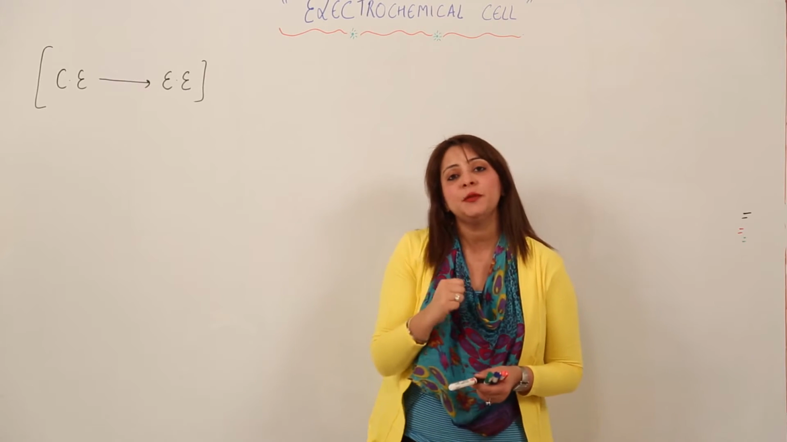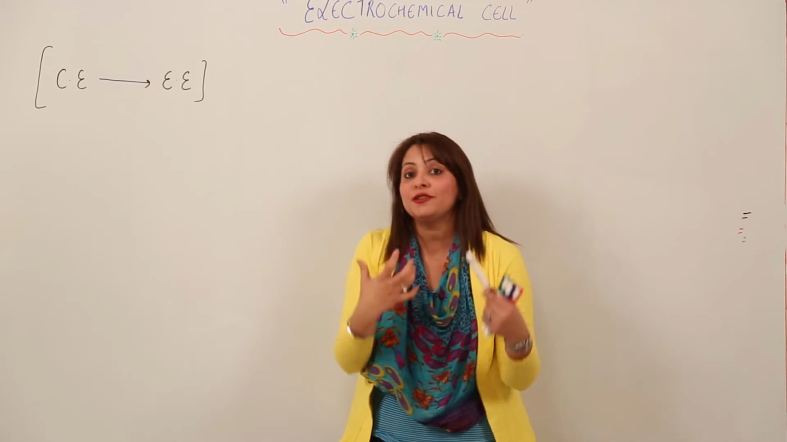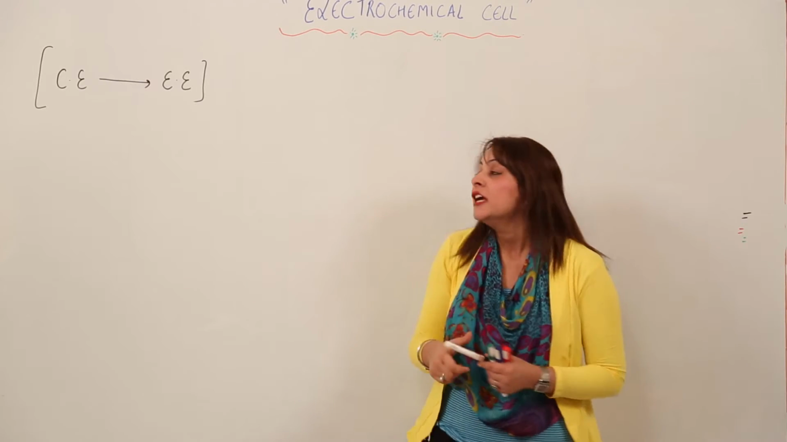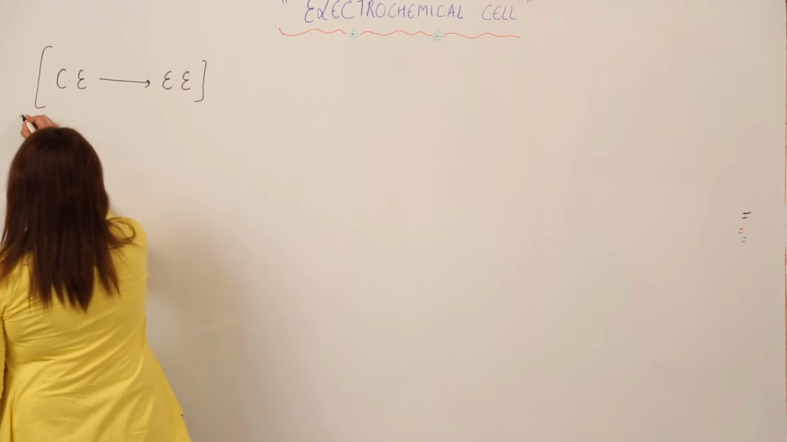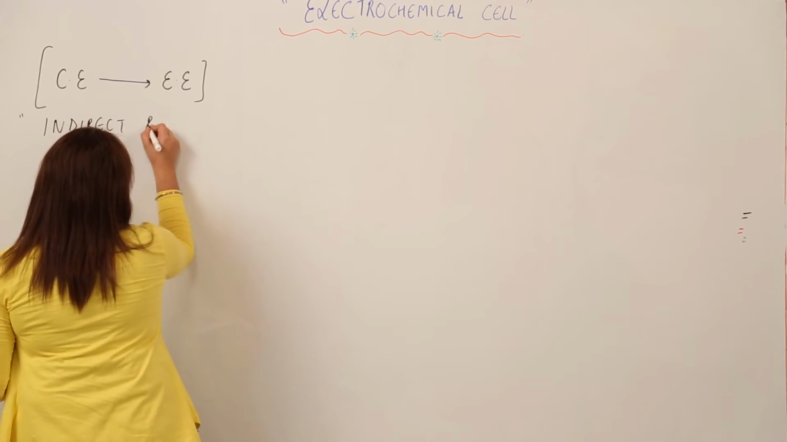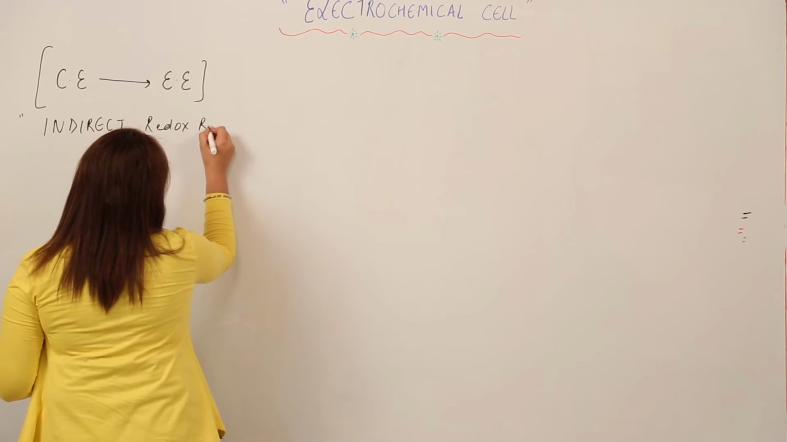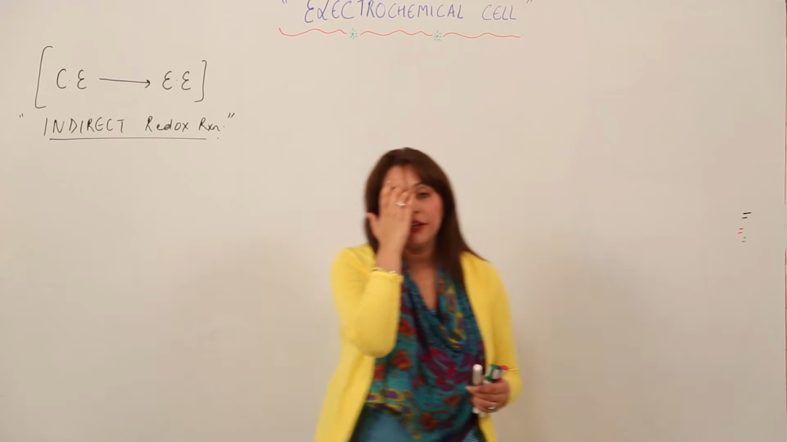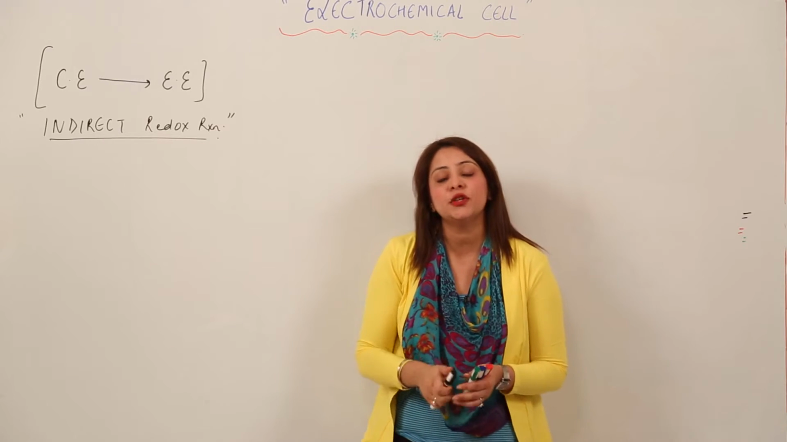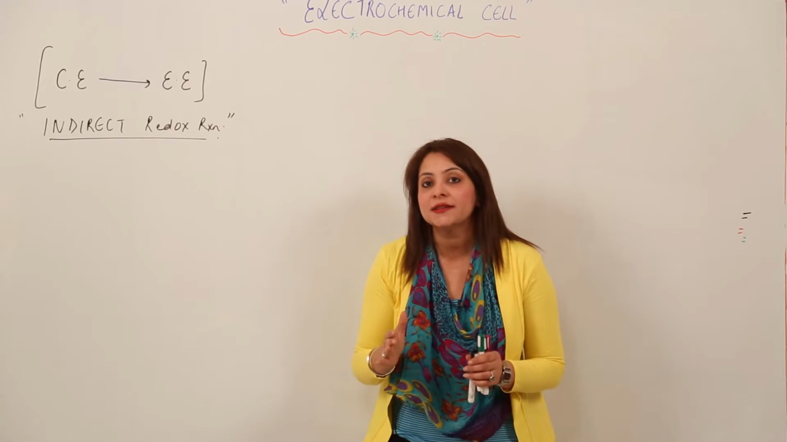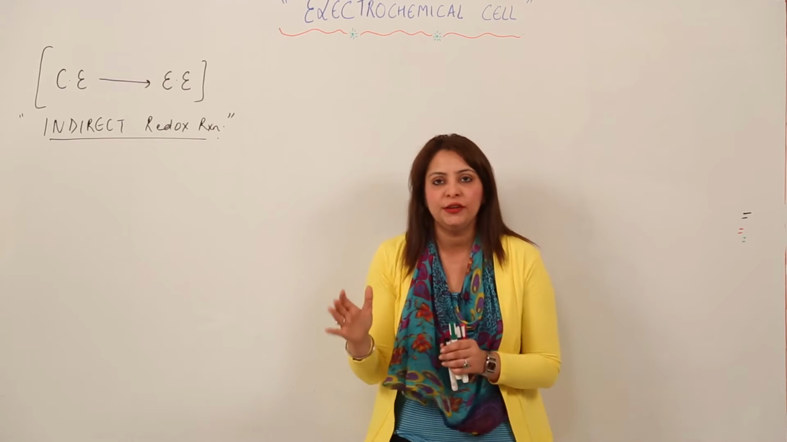Now the question must be rising in your mind, or we should be curious to know, what is the principle behind the electrochemical cell? The principle is that in it an indirect redox reaction takes place. As you all are familiar with the redox reaction, you know that a redox reaction is a reaction in which oxidation and reduction both occur simultaneously. You know what oxidation and reduction are.